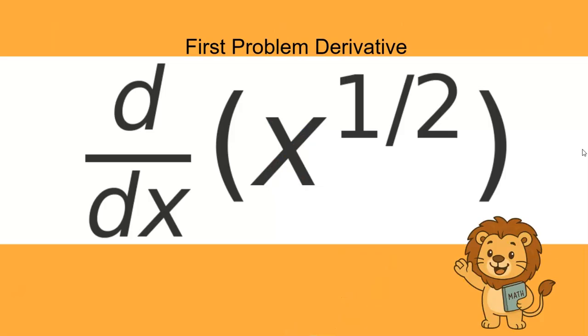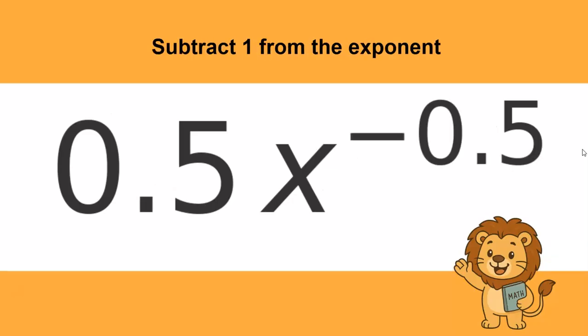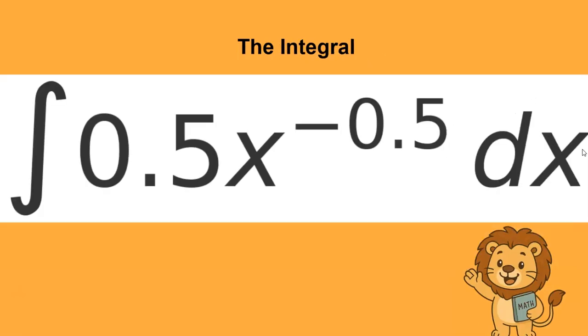So the first example we're going to do is the derivative of x to the power of 1/2. The first step is to drop the exponent down. The second step is to subtract 1 from the exponent. And that's all there is to it for the power rule of the derivative. Now to recap the process for this problem, we drop the exponent down and subtract 1 from it.